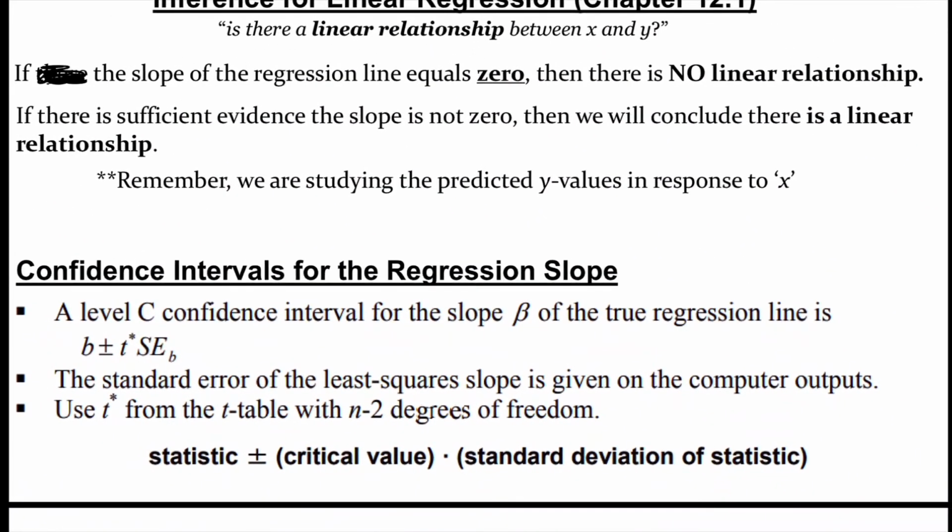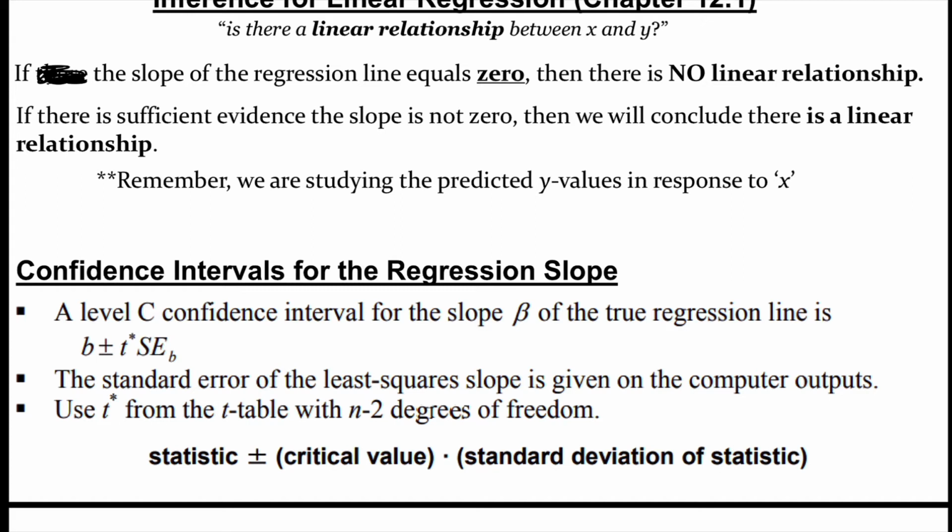Okay? If there is sufficient evidence the slope is not zero, then we will conclude that there is a relationship. So no linear relationship will be our null hypothesis. Our alternative is there is a linear relationship, so the slope is not zero, okay? Or sometimes they'll ask for a positive relationship or a negative relationship, okay? So remember, we are studying the predicted y values and response axis, okay?